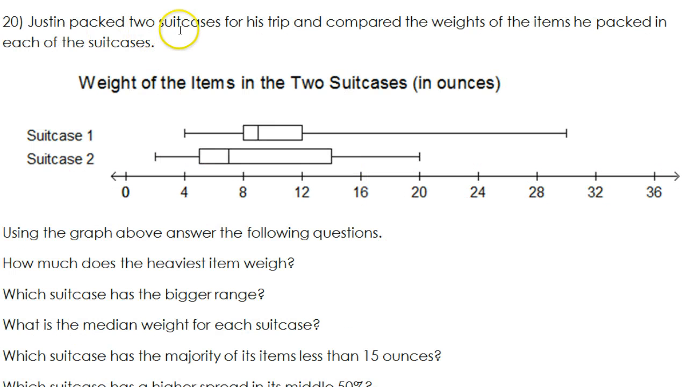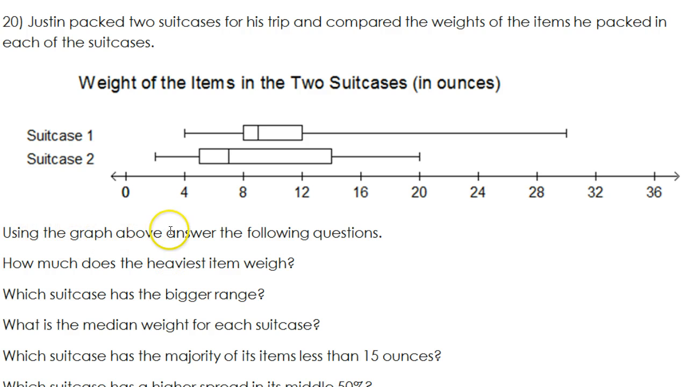Justin packed 2 suitcases for his trip and compared the weights of the items he packed in each of the suitcases. So we've got these box and whisker plots here. In suitcase 1, you can see the distribution of the items versus suitcase 2.